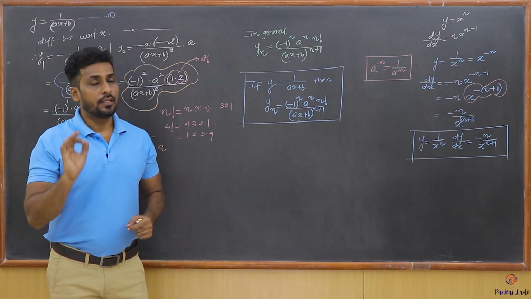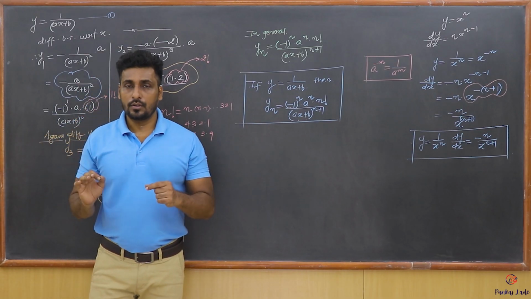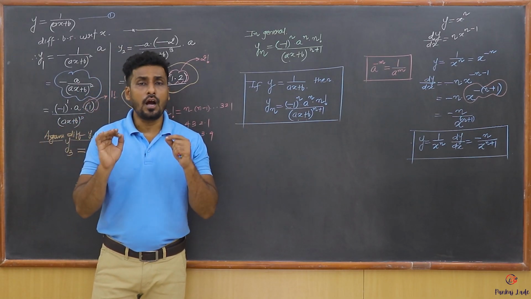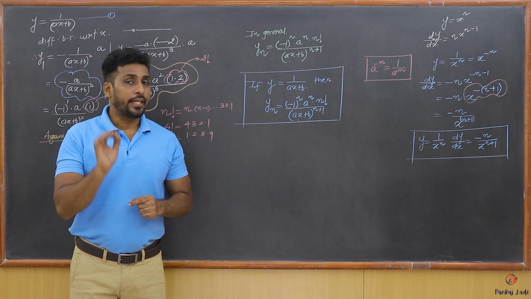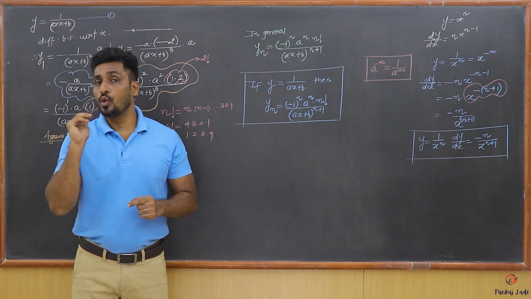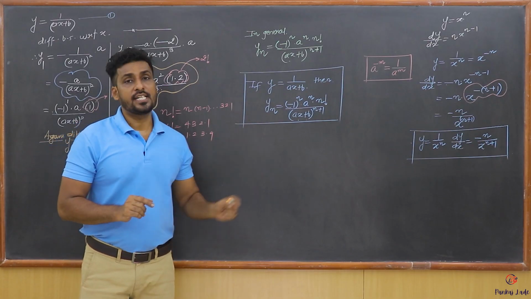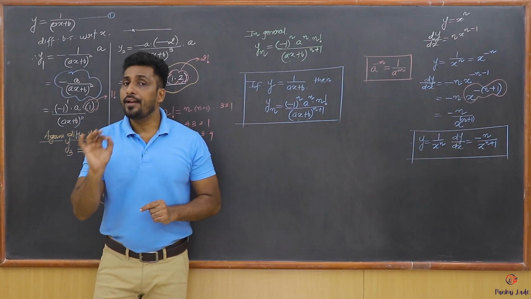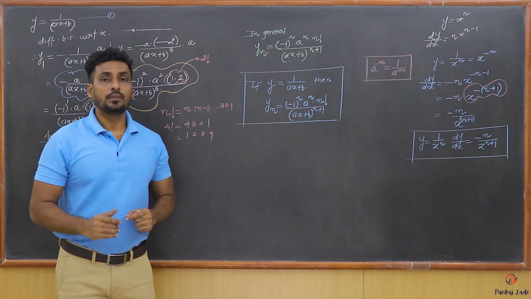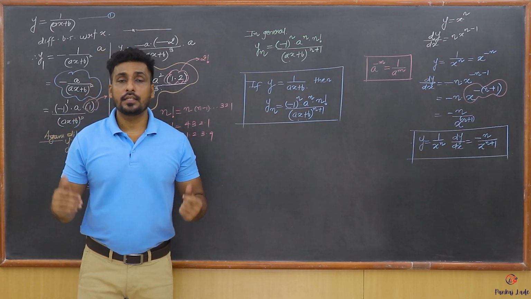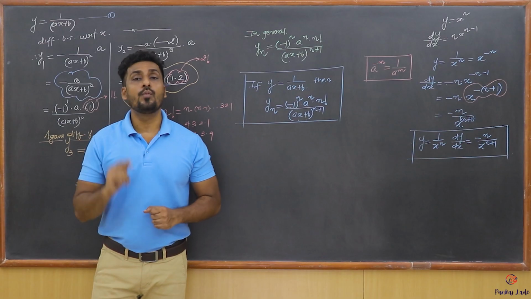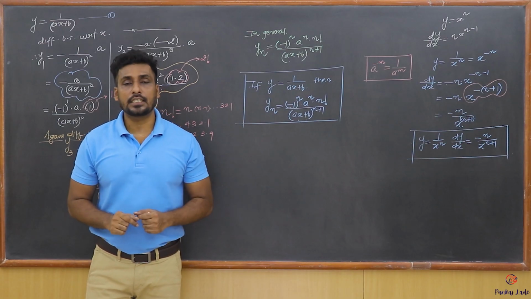So students, in this particular topic, we have understood how to find the nth order derivative of y is equal to 1 upon ax plus b, and the formula has come -1 raised to n, a raised to n into n factorial upon ax plus b raised to n plus 1. So students, that was all about this particular standard form. Now let's proceed ahead with the next standard form.